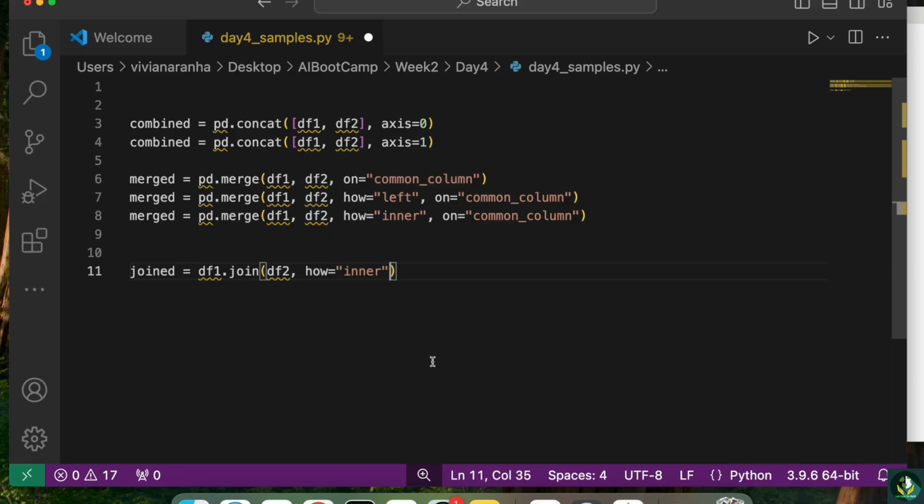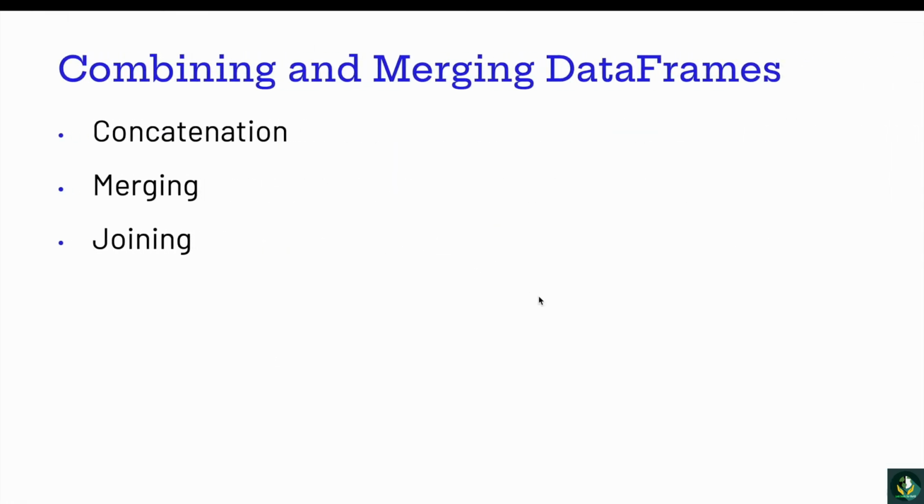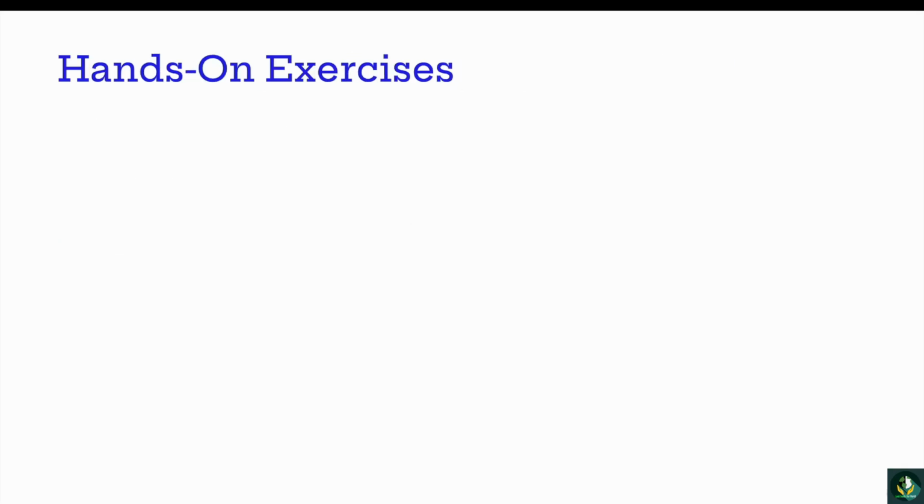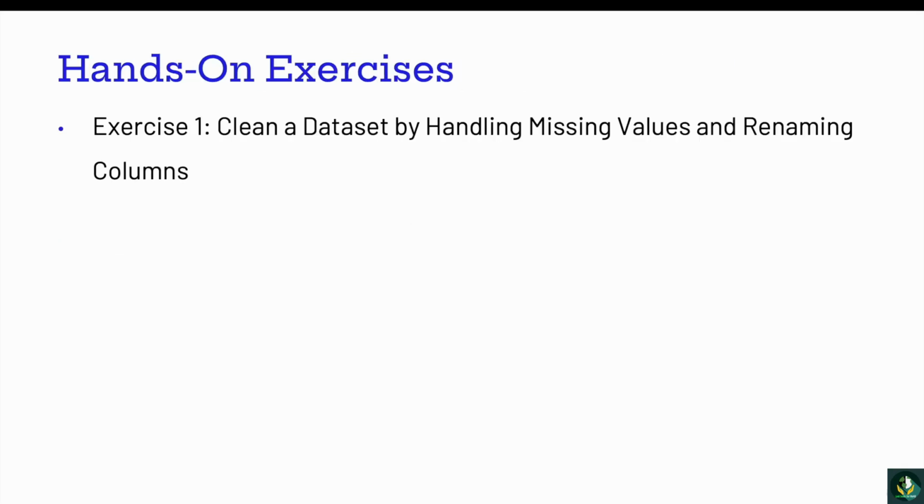Now that we have learned some of these different combinations and how to play with data frames, let's go ahead and work on a hands-on exercise. Our exercise 1 is to clean a data set by handling missing values and renaming columns. The objective is to practice handling missing data and renaming columns. We'll load a data set with missing values, fill the missing values in the numeric column with the mean, and then rename the columns to follow a consistent naming convention.